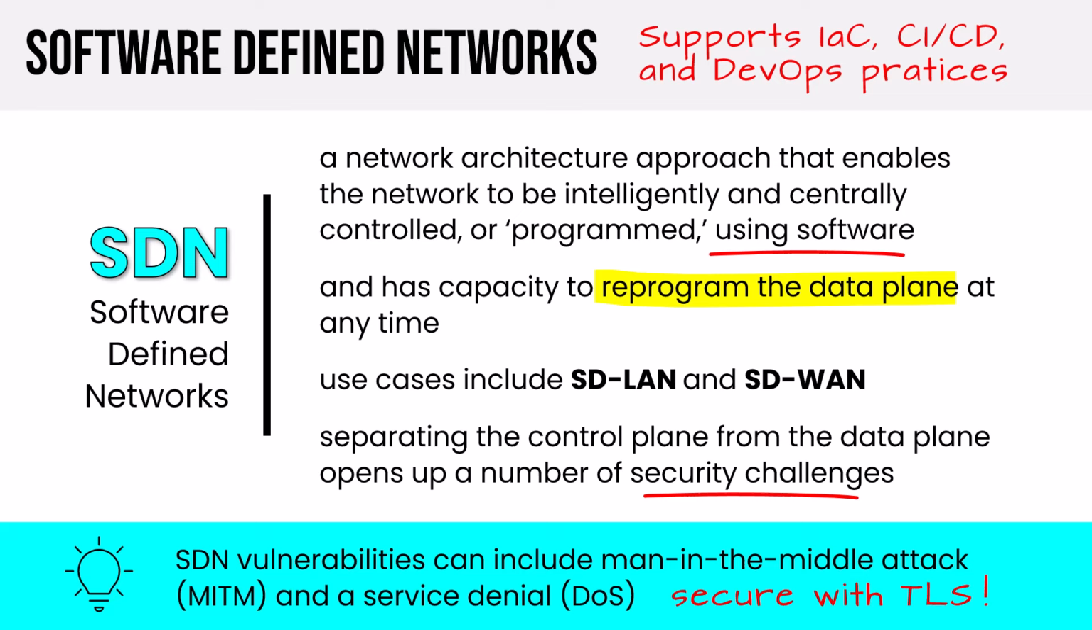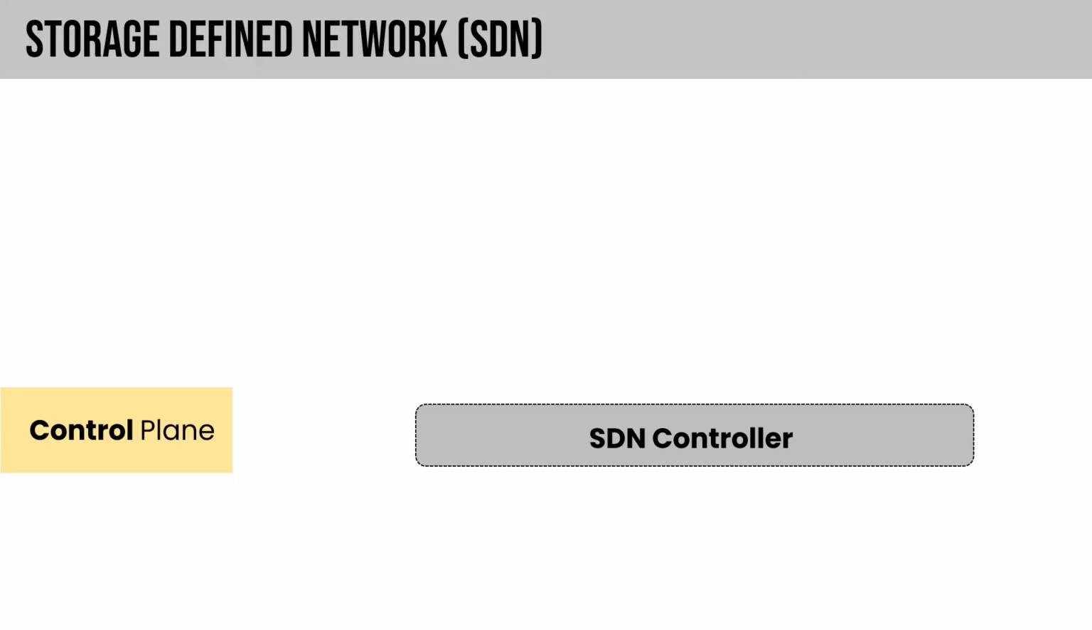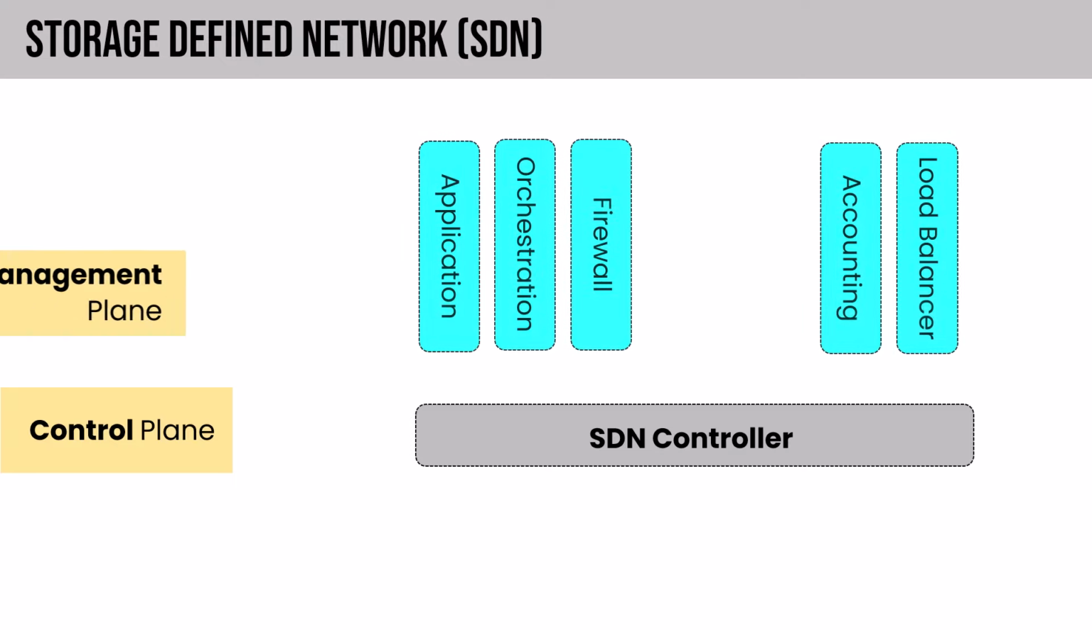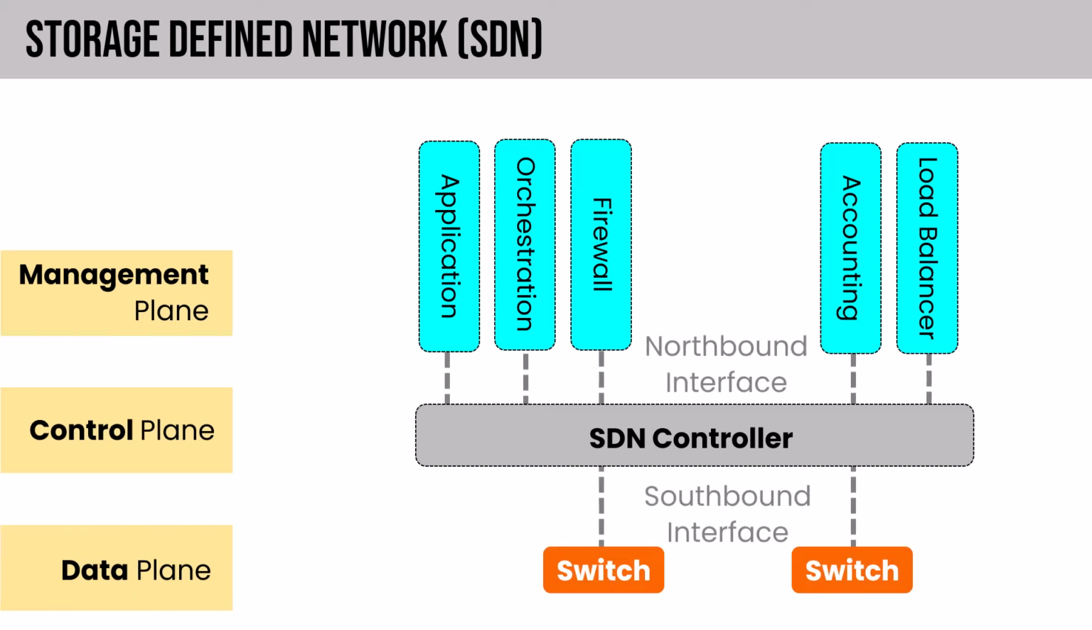So I want to give you a quick visual. I mentioned the data plane, so I want to show you the three planes. We have the control plane. This is where your SDN controller lives. We have the management plane, where the applications reside that we use to configure the control plane. It's our device and networking configuration. And then we have the data plane, where our switches reside.